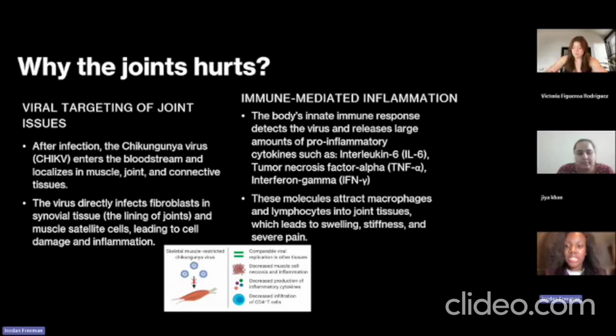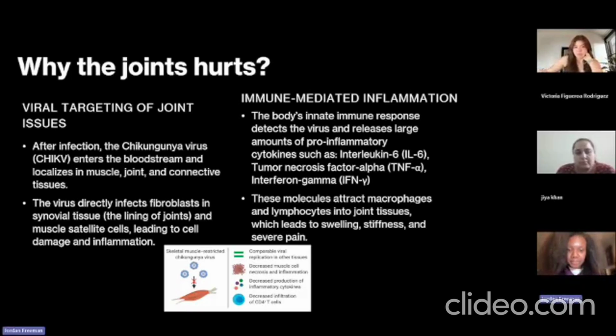The immune system then reacts to the release of inflammatory chemicals like IL-6 and TNF alpha to fight the virus. These chemicals bring the immune cells to the joints, which leads to swelling, stiffness, and pain. So the pain comes from both the virus damaging the joint tissues and the body's immune response to protect you. It's kind of like your body is fighting itself.